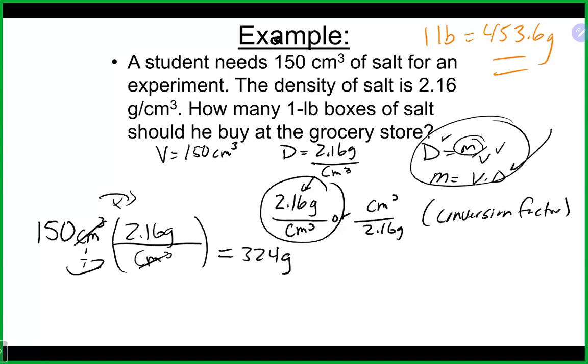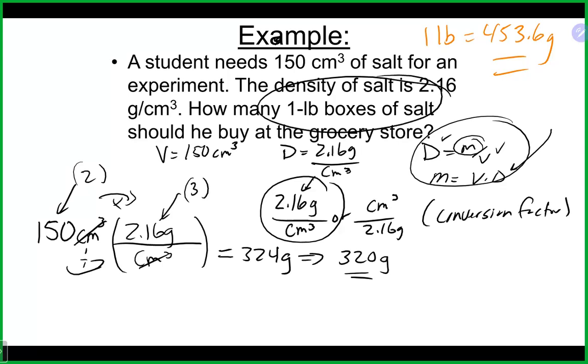With that being said, we do need 324 grams of salt, which, by the way, significant figure-wise from this calculation, that is 2 sig figs, that is 3 sig figs. Really, if we were going to give an answer for grams, we would need about 320 grams. But the question actually is asking how many 1 pound boxes do you need? And since a pound is 453.6 grams, that is less than a pound. So you need at least one 1 pound box.